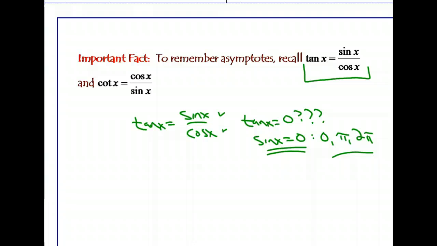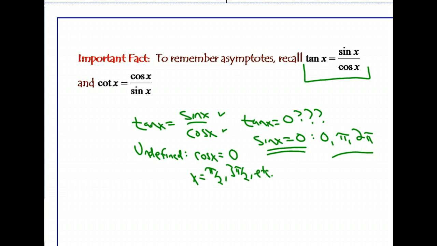All right, next thing for a fraction. When is a fraction undefined? It's undefined when the bottom is 0, so when the denominator is 0. So undefined when the cosine equals 0. Where does your cosine graph equal 0? And again, you think through that. That's when x equals pi halves, 3 pi halves, etc. What does undefined mean? Undefined means you're going to have a vertical asymptote.